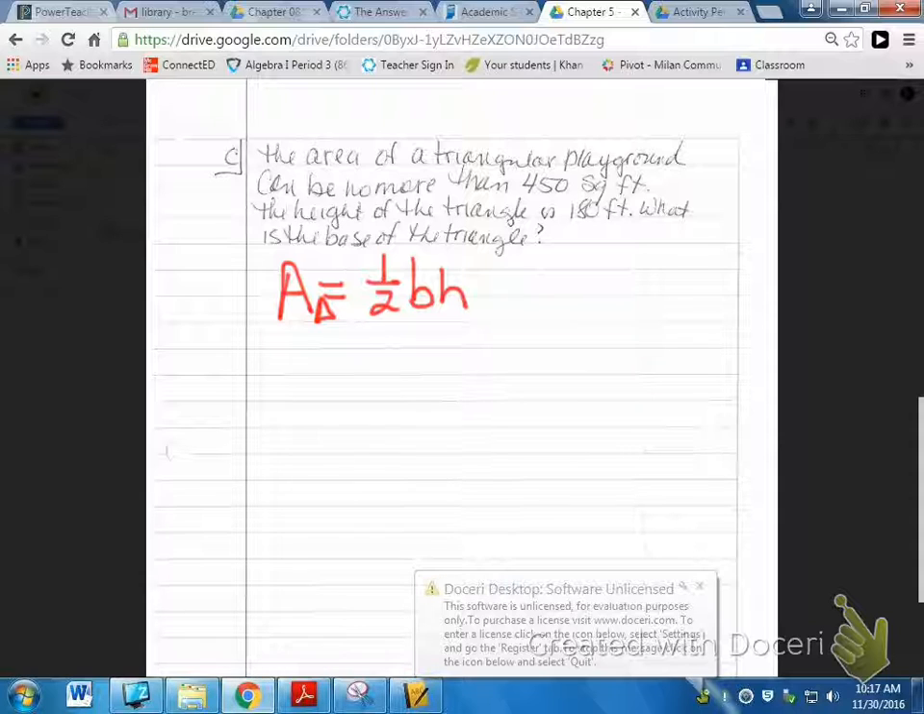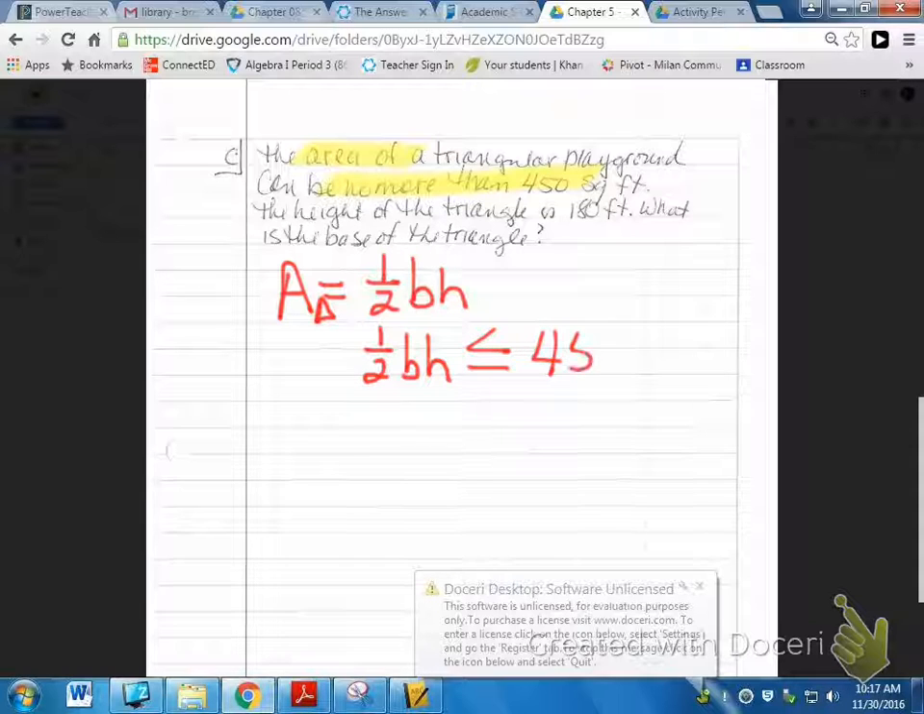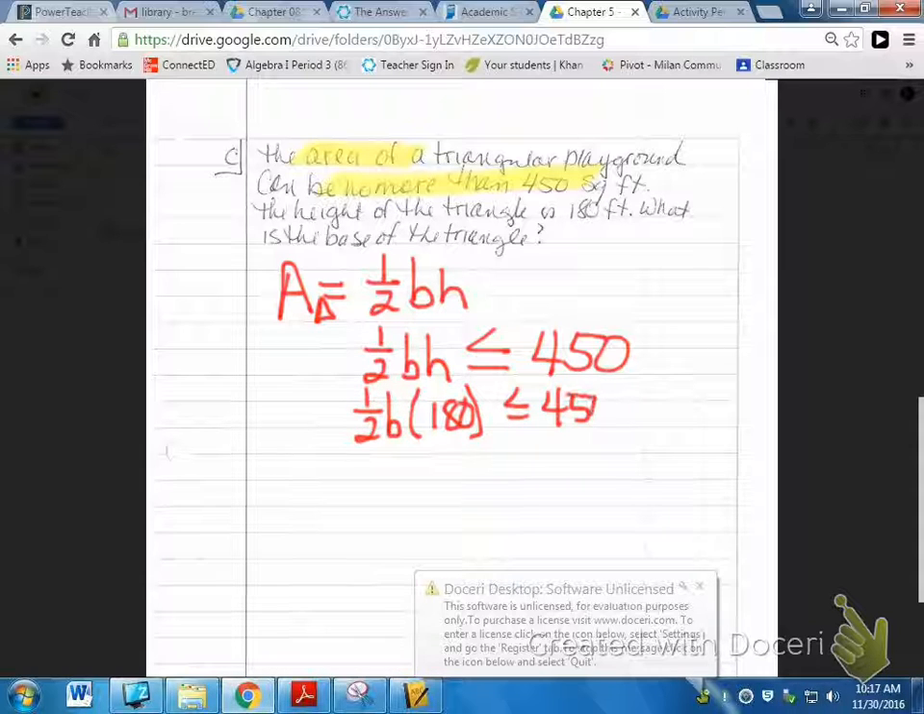So I'm going to look at this, and it says the area can be no more than 450. So what I would do is put the area formula, 1/2 base times height, no more than, which one is that? Which symbol is that for no more than, Tora? Less than or equal to? Less than or equal to 450. Now I'm going to plug in the information they give me about the height. So 1/2 base times 180 is less than or equal to 450.